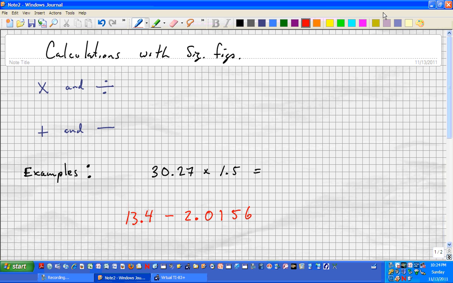Little review of calculations with sig figs here. We had two rules, one for multiplication and division, the other for addition and subtraction. Let's take a look at these. I boiled it down to what to do.